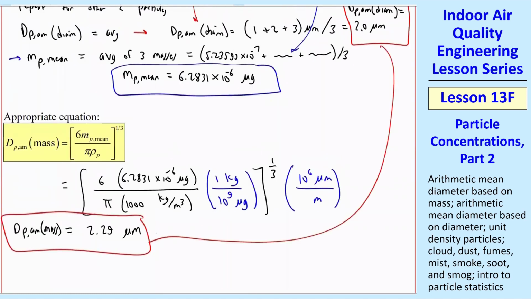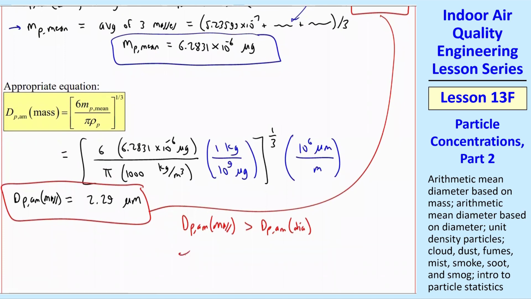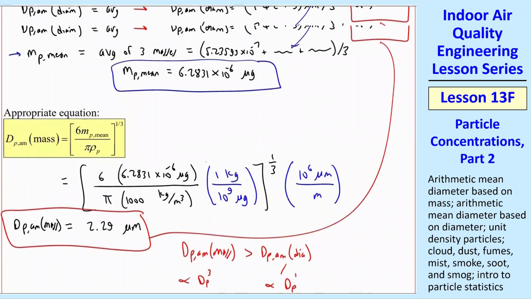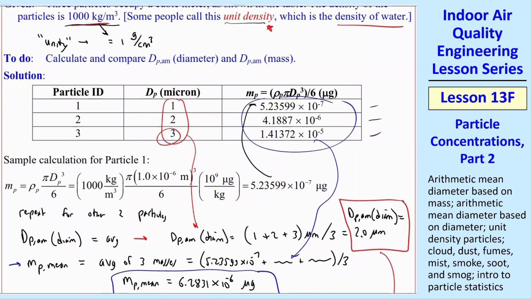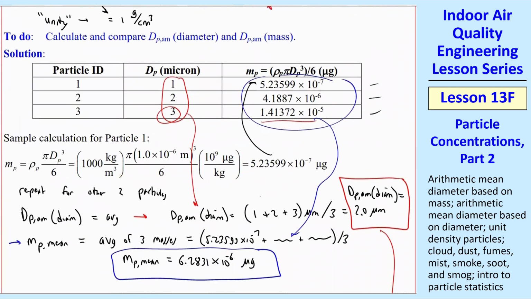Comparing these two, you can see that dP average mass is not the same as dP average diameter. In fact, it's greater, as we said. And that's because, like I said last time, when you calculate masses, your mass is proportional to dP cubed, whereas diameter is proportional to dP itself, just dP to the 1. So the bigger particles, like this number 3 here, have a much bigger mass and weigh heavily in the average mass.